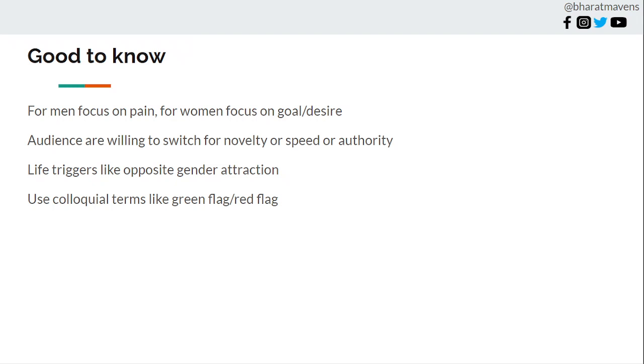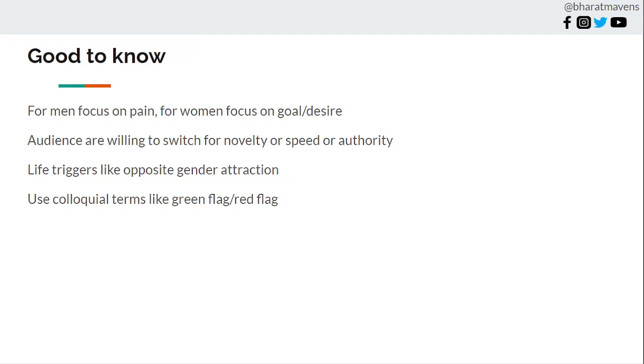Audiences are willing to switch for novelty, speed or authority. So, these three things need to be highlighted, either of these three things. Either you give me the results fast, which is speed, or give me something new, which is novelty, or speak from an authority angle that is more trustable than my current product. You have to juggle between the three whenever you are creating a video ad, and the emotion should be conveyed and the authority should be conveyed as to why to trust this brand.